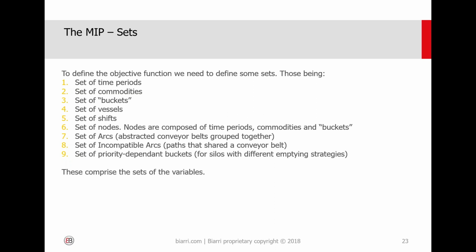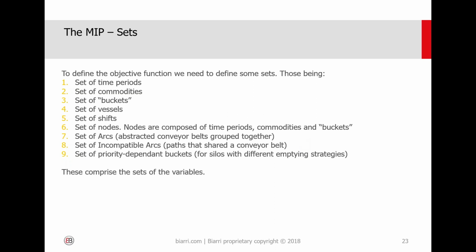We have a set of nodes, and the nodes are composed of time periods, commodities, and buckets, but again, we abstracted them away, so we're thinking of them as part of the optimization problem. We have a set of arcs, and they're the abstracted conveyor belts that are grouped together. Now, within those conveyor belts, we have the thing that I mentioned before around different conveyor belts being connected in interesting ways from a topological and geometrical perspective. So we needed to make sure we captured that within the problem.